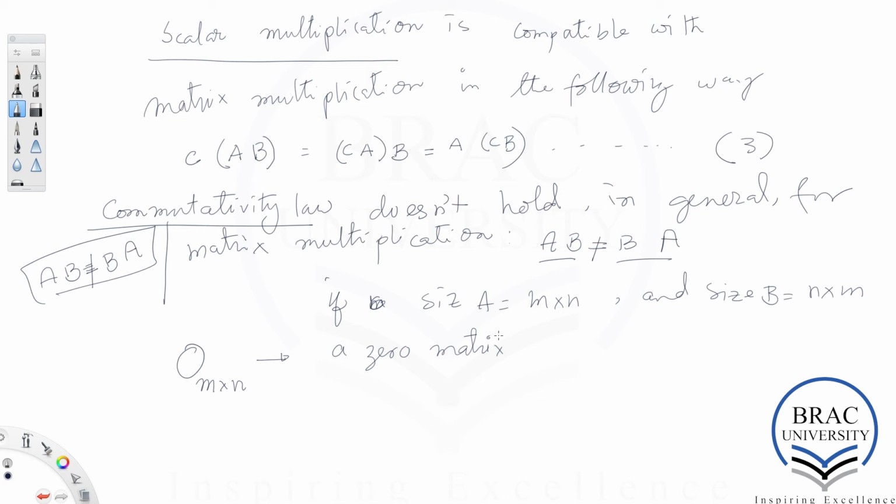Okay, and the size of this matrix is m times n. Okay, a zero matrix of size m times n. Okay, good. Now, a square matrix is a matrix of the row number same as the column number. Okay, in other words, the row number and the column number are the same for a square matrix.